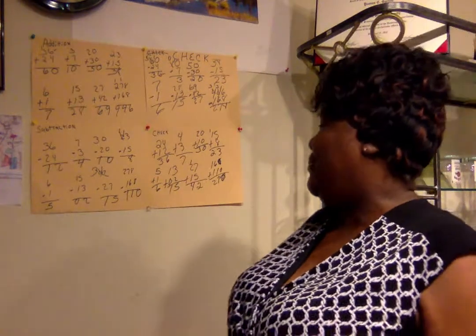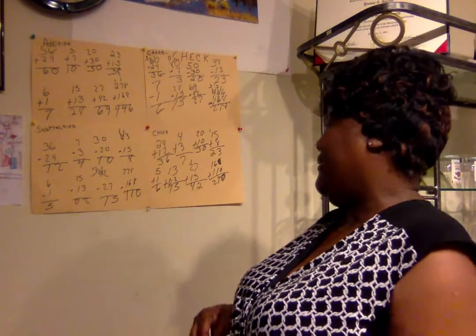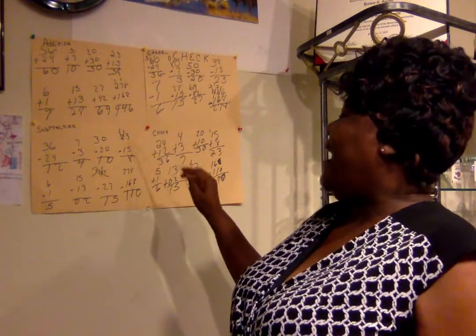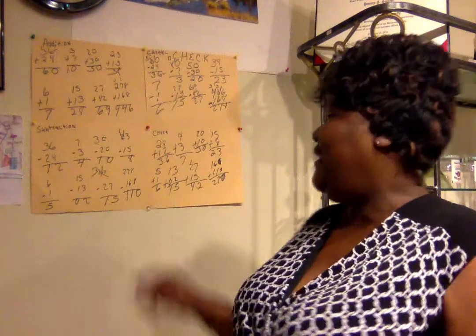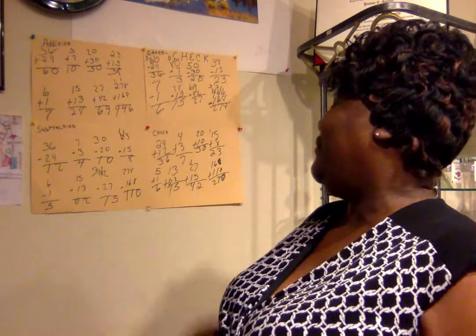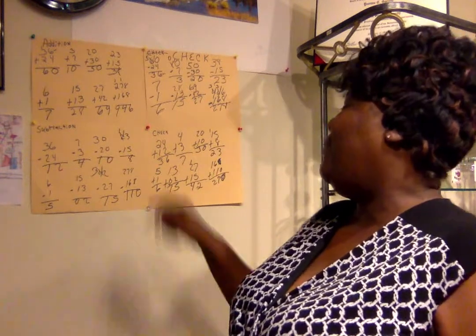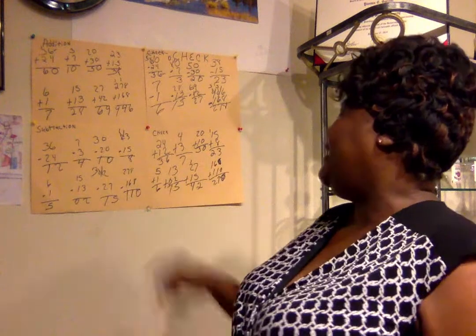Moving on to the next problem. 23 minus 15. 5 from 3. You can't take 5 from 3, so you have to borrow from the 2. You will make the 2 a 1. You'll make the 3 a 13. 5 from 13 now is 8. 1 from 1 is 0. So your answer is 8.